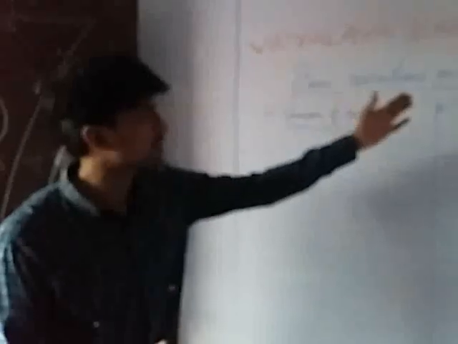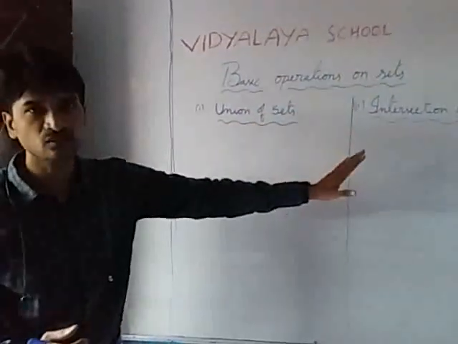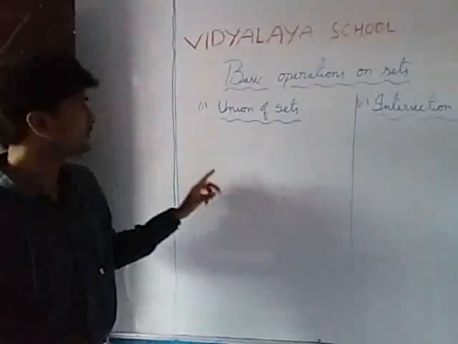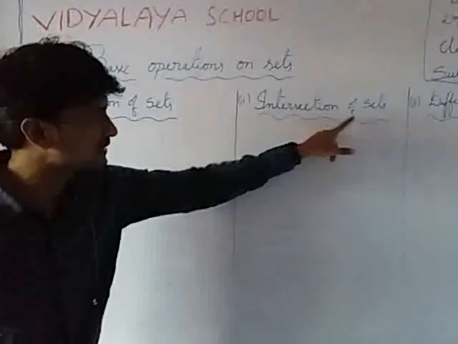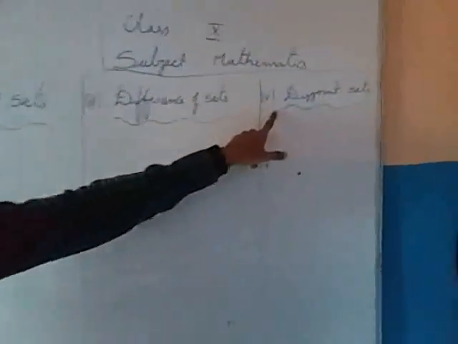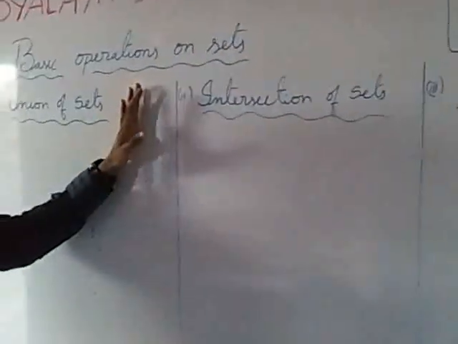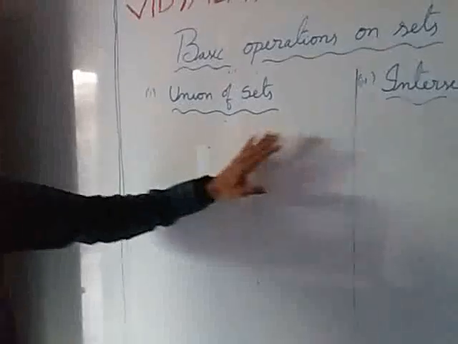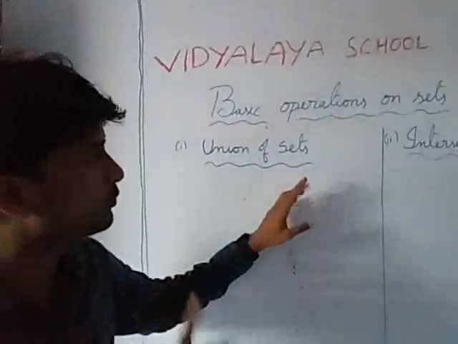Before Exercise 2.2, we should now discuss basic operations on sets. The first is union of sets, the second is intersection of sets, the third is difference of sets, and the fourth is disjoint sets. These basic operations are very important, and these four types are related to Exercise 2.2.